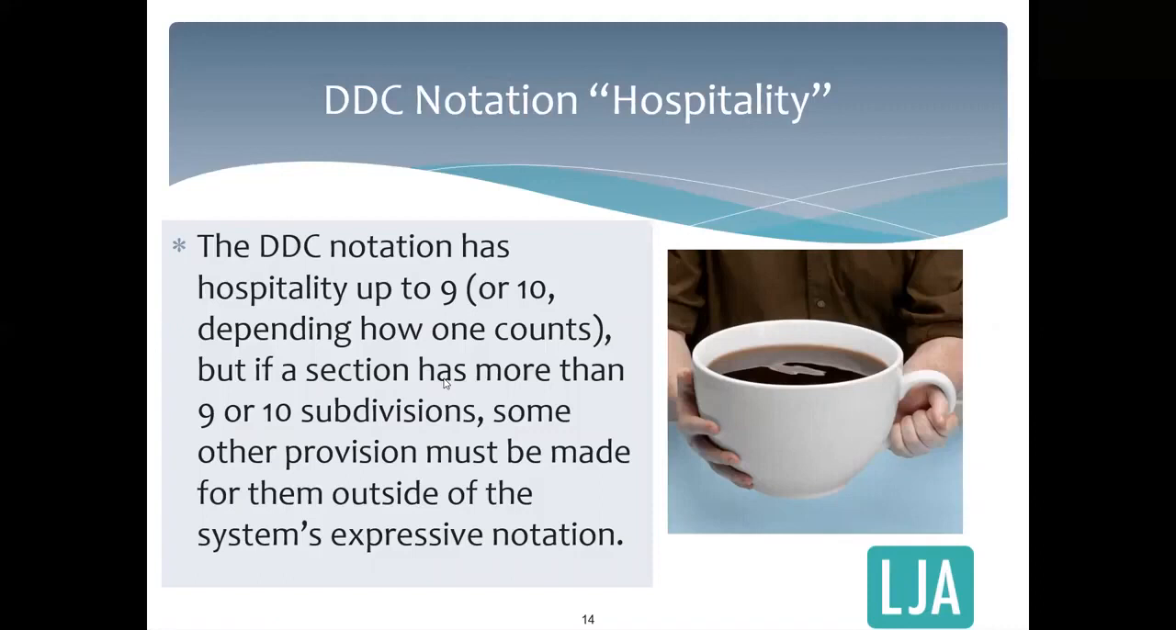Under Dewey, our notation has hospitality up to 9 or 10, depending on how you count. So if a section has more than 9 or 10 subdivisions, some other provision must be made for them outside of the system's expressive notation. And we're going to talk about expressive notation in just a minute. But while we have space, we are a little bit limited, because there's only so much space.